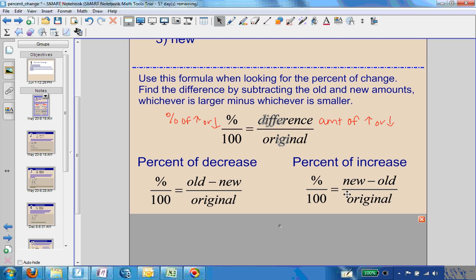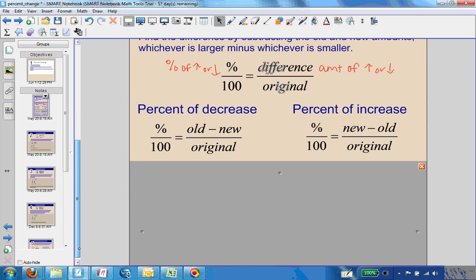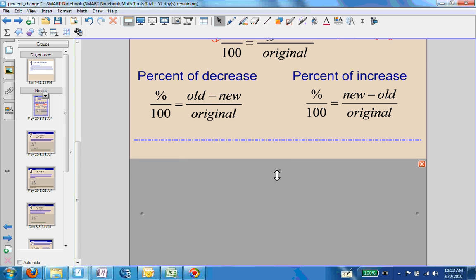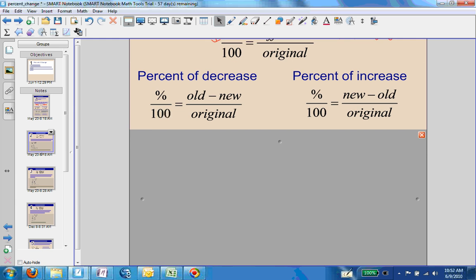Now, I don't actually think through these two formulas much. What I always think about is you just put percent over 100 equals the difference between the two numbers, and you always do big minus small, over the original, and you'll end up with the right percent, whether it's a percent of increase or percent of decrease. And we'll see some examples in a minute. Actually, let's go ahead and jump to an example.